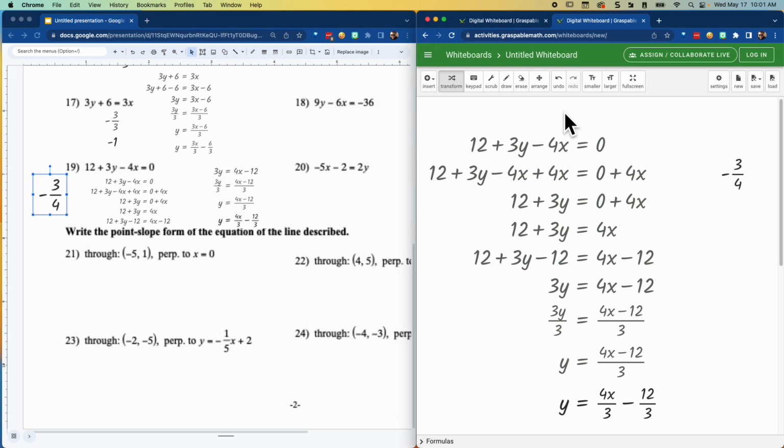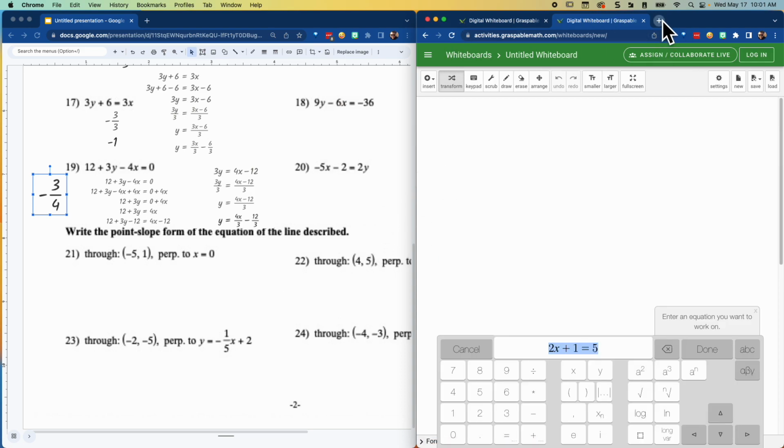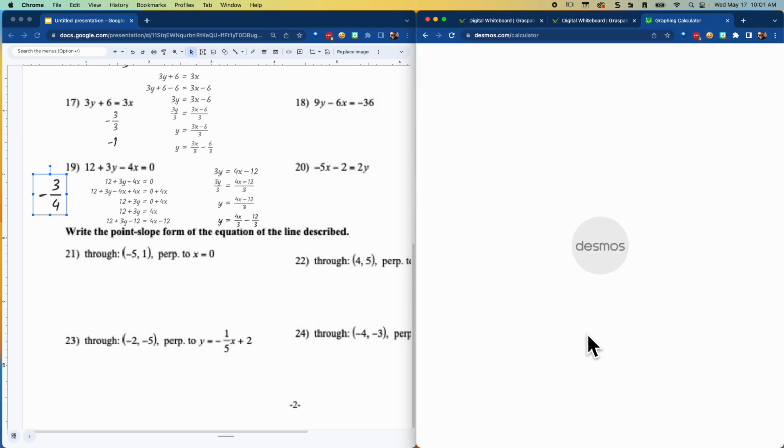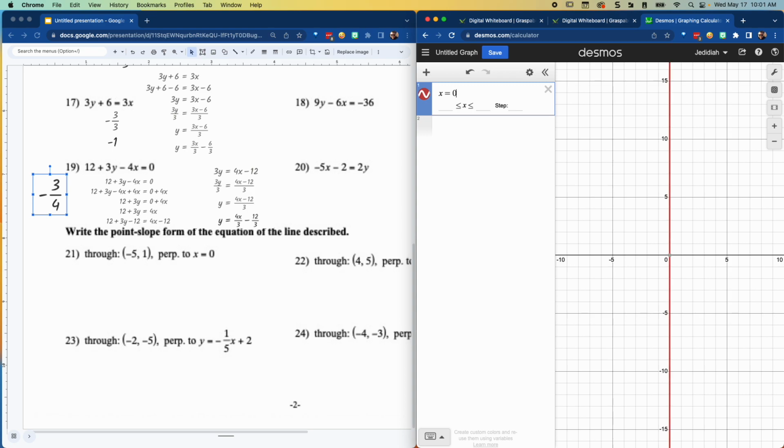So that one's almost too unique, but that's okay. I'm going to do a couple of things. First, I'm going to open up the Desmos calculator, and I'm going to show you what x equals 0 looks like. It's just a vertical line. So what would be a horizontal line? Anything that's equal to y.